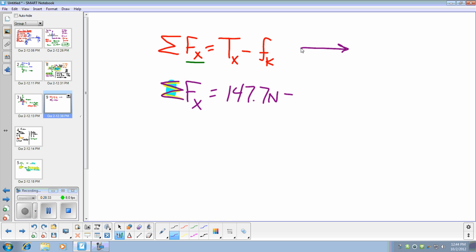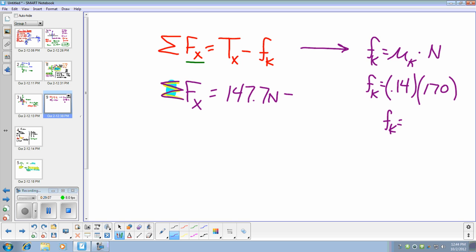Now, a reminder from about the second slide that the force of friction for the kinetic value is going to be equal to the coefficient of friction multiplied by the normal. Well, remember, the normal was different here. The normal was not equal to the weight. So for our force of friction, what was our kinetic value? 0.14. That's from the beginning of the problem, multiplied by our normal force, which we calculated to be about 170. That means our force of friction is going to be equal to 23.8 newtons.